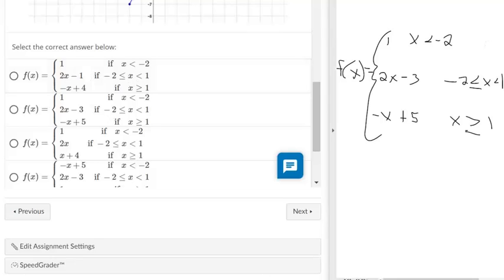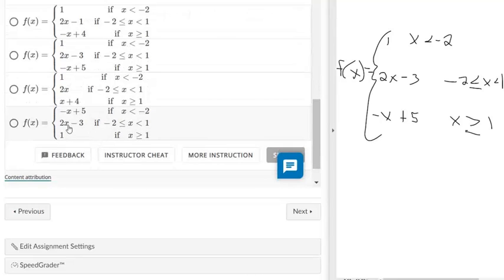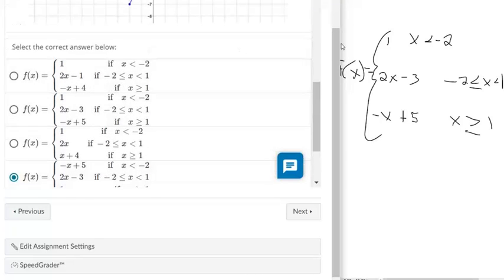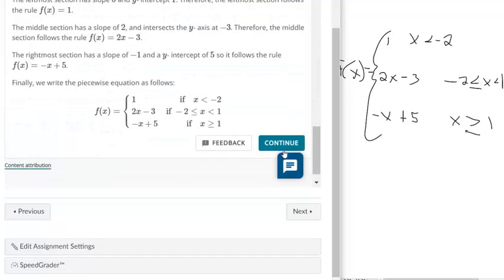So let's just check the first row, make sure that's right. This is right for the first row, this is right for the first row, this is right for the first row, this is wrong for the first row, so we can eliminate that one. So let's check the second row. 2x minus 3, that's wrong. We found out the y-intercept's -3, not -1. So this is the only one that's correct for the second row. That means by process of elimination, we've got our answer.